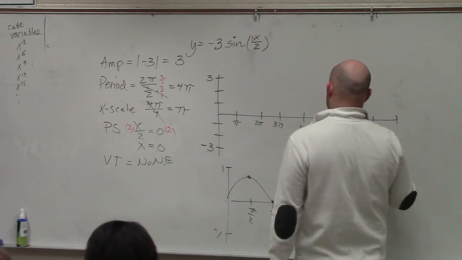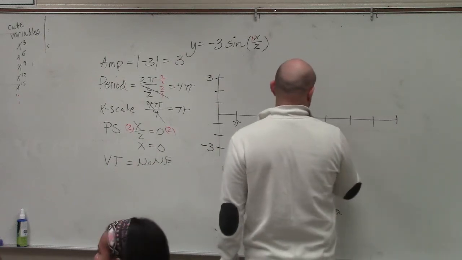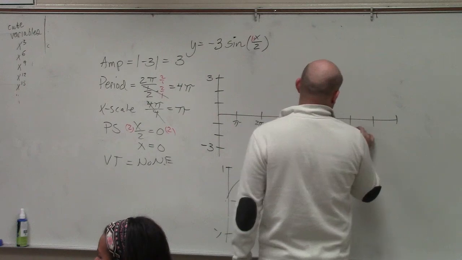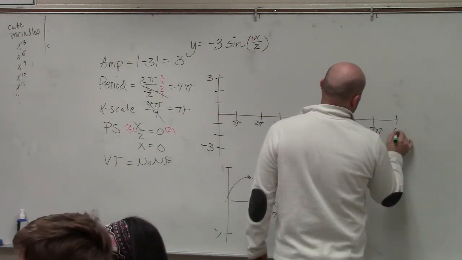You wrote 2 4 pi. Oh, I was wondering. I'm like, that's bad counting. 5 pi, 6 pi, 7 pi.